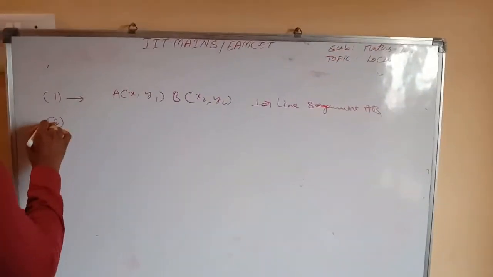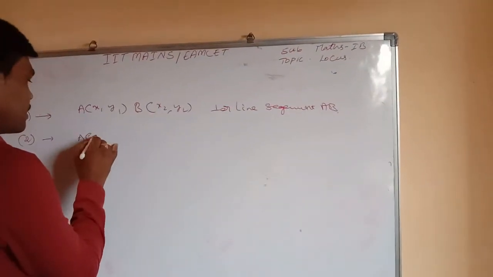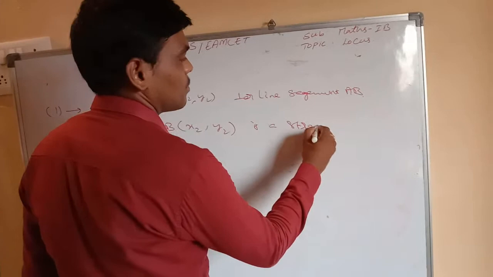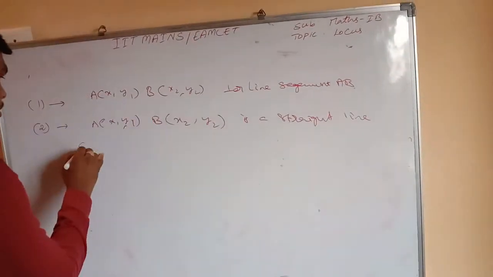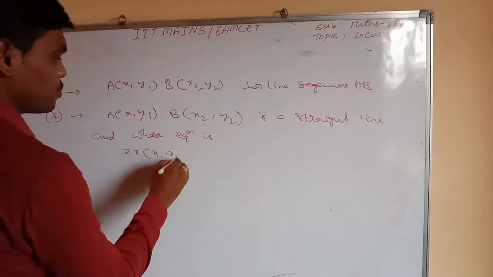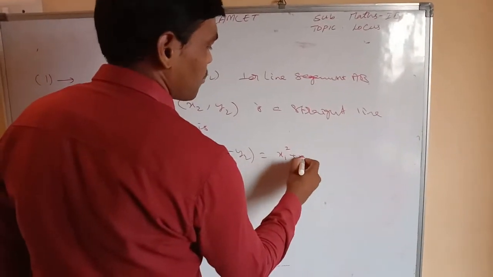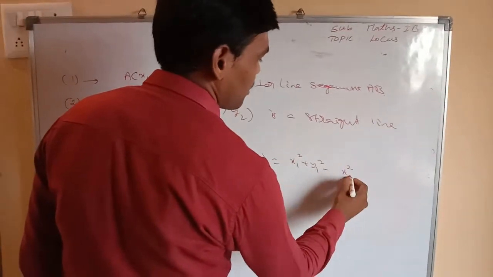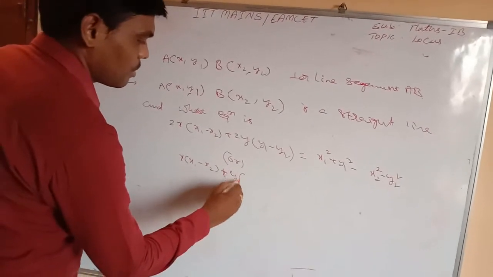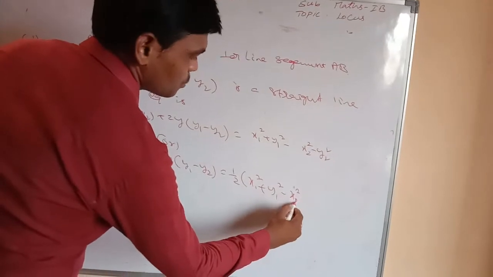And the second point: the locus of a point which is equidistant from two fixed points A(x1, y1) and B(x2, y2) is a straight line, and whose equation is 2x into (x1 minus x2) plus 2y into (y1 minus y2) is equal to x1 square plus y1 square minus x2 square minus y2 square, or x(x1 minus x2) plus y(y1 minus y2) is equal to half into (x1 square plus y1 square minus x2 square minus y2 square).